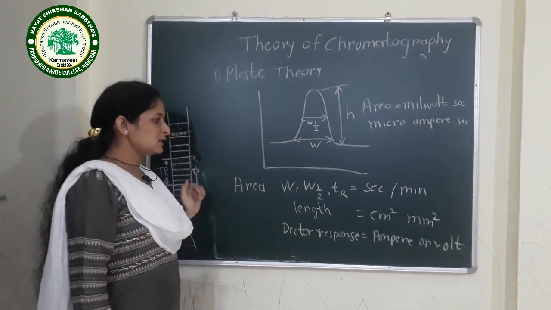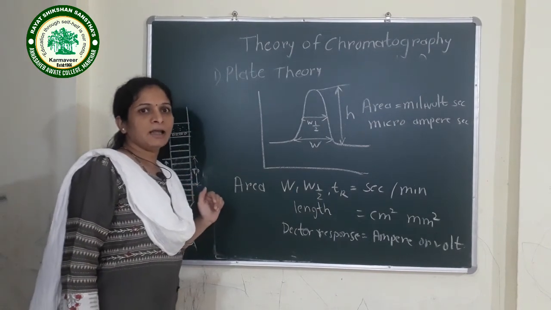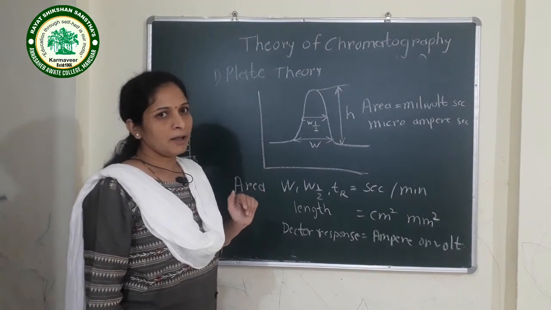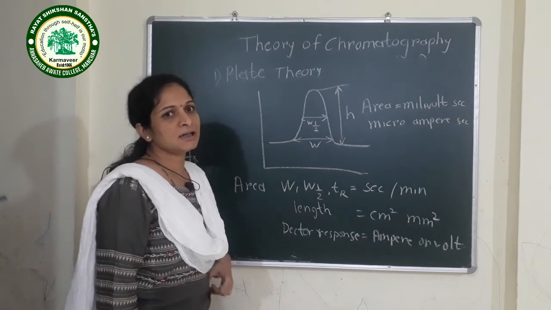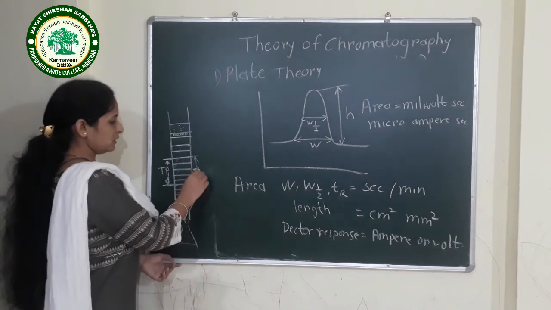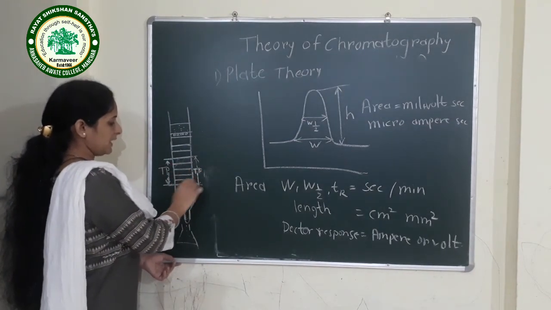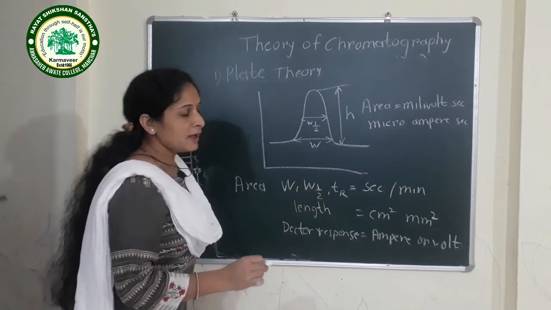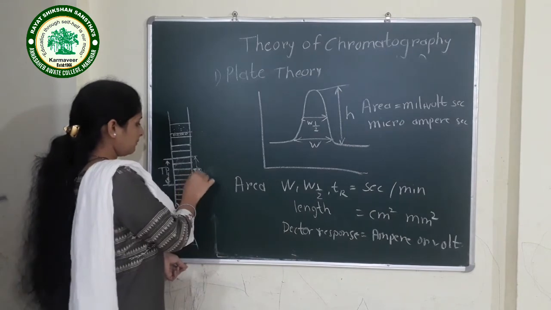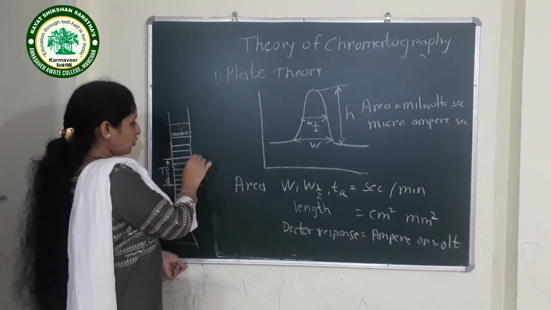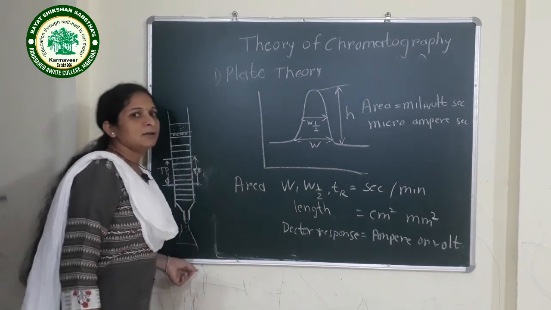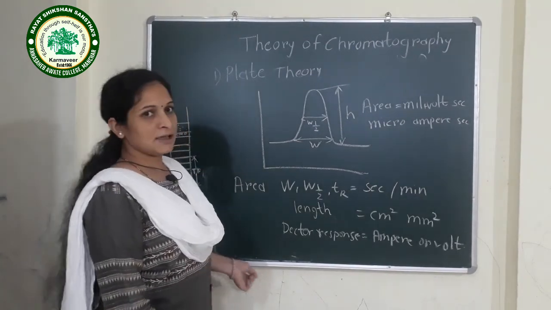What have we discussed in the plate theory? First we discussed the equation N is equal to L upon HTP, meaning the number of plates is related to the height equivalent to the theoretical plate. Theoretical plate means what? There is an equilibrium between adsorption and desorption. That length of the column is called the height equivalent to the theoretical plate. Then we saw the variance of the peak, sigma L.